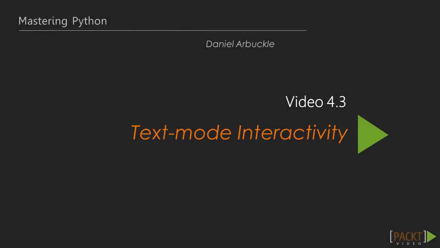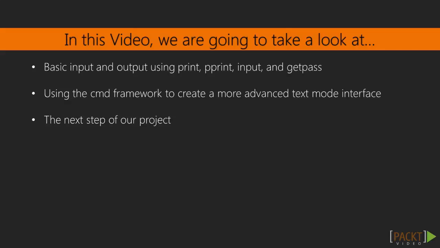4.3 Text Mode Interactivity. We're going to look at basic input and output using print, pprint, input, and getpass. Then we're going to see about using the cmd command framework to create a more advanced text mode interface. And then we're going to execute the next step of our project.